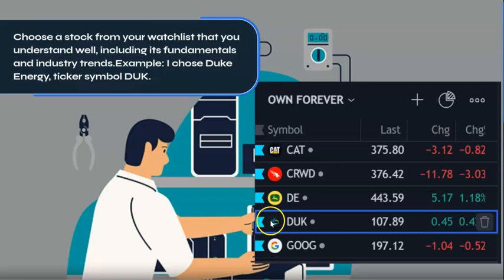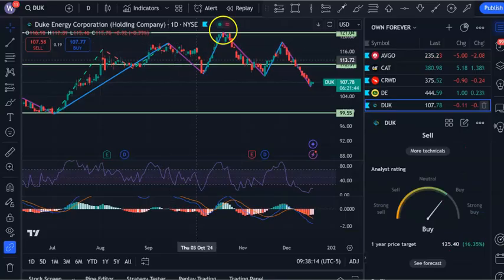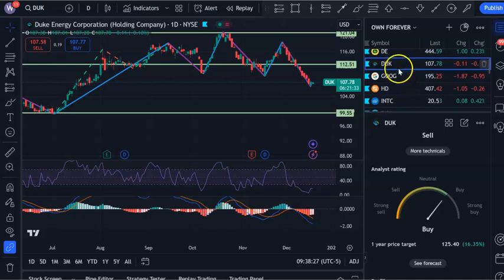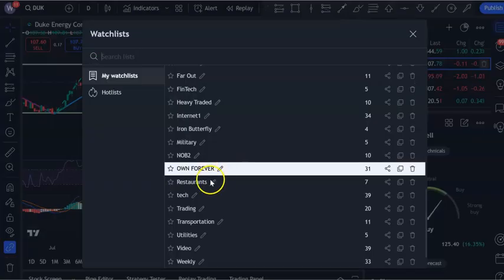In TradingView, it's very easy to set up a watch list. And by the way, TradingView is a free tool that anybody can download, and it's very robust. This is TradingView. This is the Duke Energy chart. This is my watch list, and this is my own forever watch list. And then Duke Energy is on that, and it's very easy to create a watch list. And I have various different ones out there. A day trading one when I do day trading, which is not often.